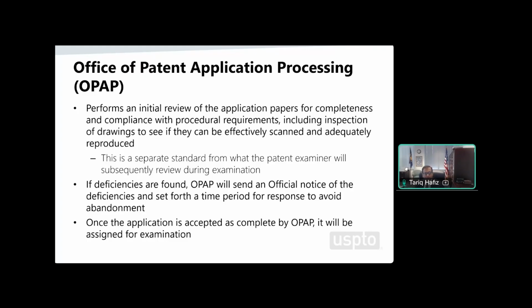So OPAP checks for compliance with procedural requirements like format of the specification, drawings, presence and number of claims, determination of fees and payments, bibliographic information. If any of these are deficient, they will send out notices to applicants regarding any deficiencies found. It won't be from an examiner, so there won't be a prior art search done. At this point, it's not even assigned to an examiner, so you're getting something from OPAP to ensure the application is complete.